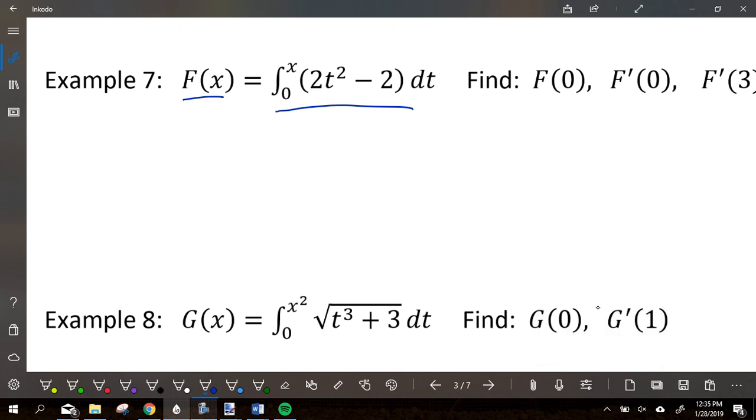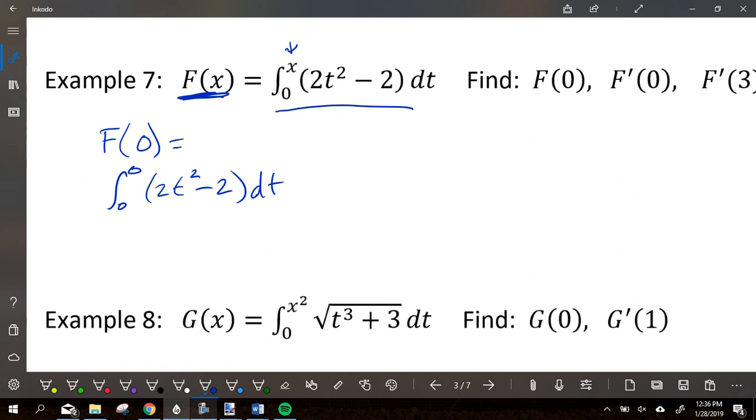So let's start off with our first one. The first thing it asks us to do is to find F of 0. They told me right here that capital F is the integral of 2t squared minus 2. So if I want to find capital F of 0, what do you think I'm going to do? Plug 0 in for x. I'm plugging in for x. That's an x value, okay? These are x values because it's capital F of x. And so to find capital F of 0, I'm going to plug in a 0 right there, because it's that integral. We're starting at 0. We're going to go to 0 of 2t squared minus 2 dt.